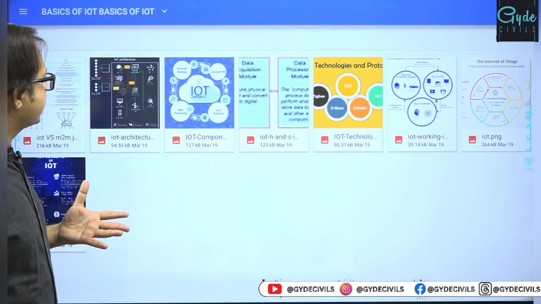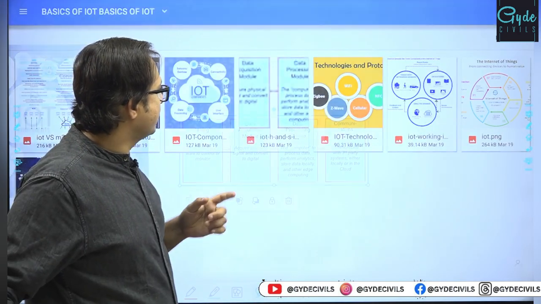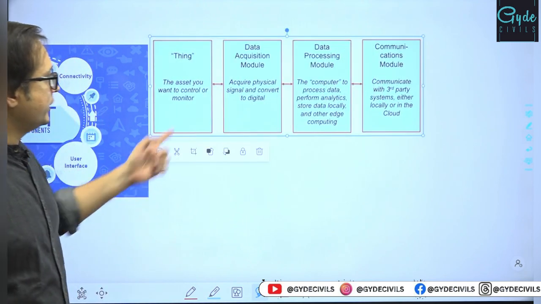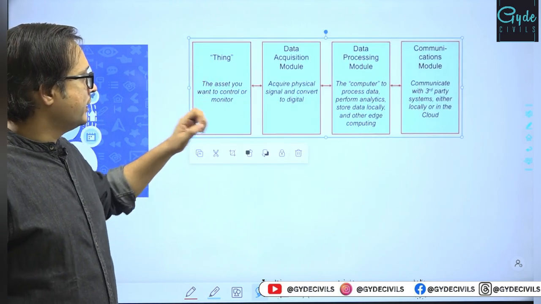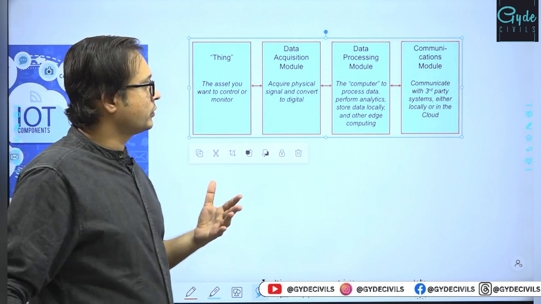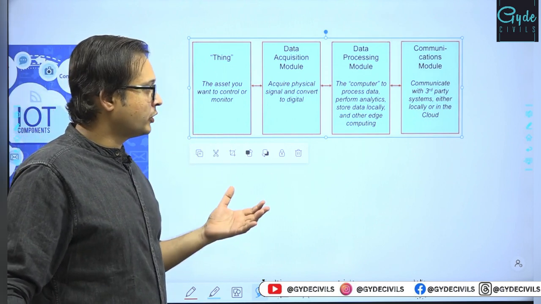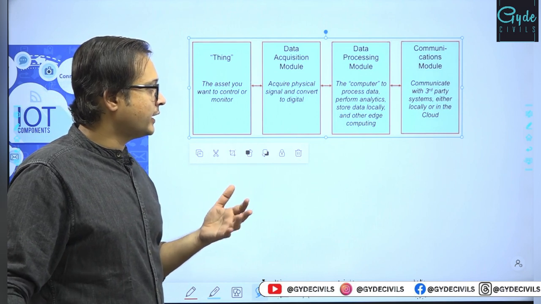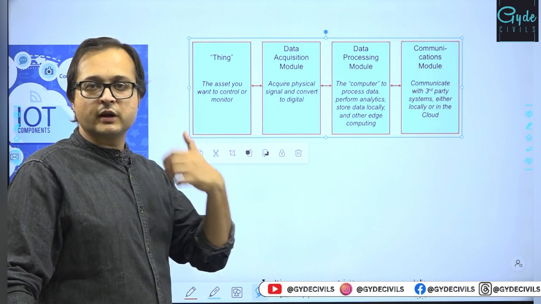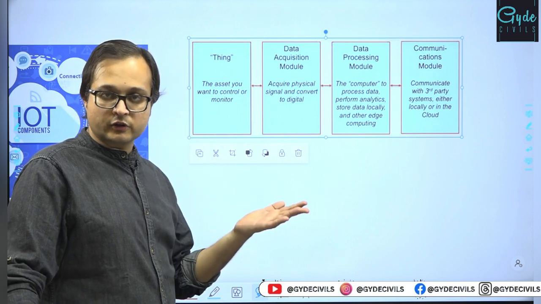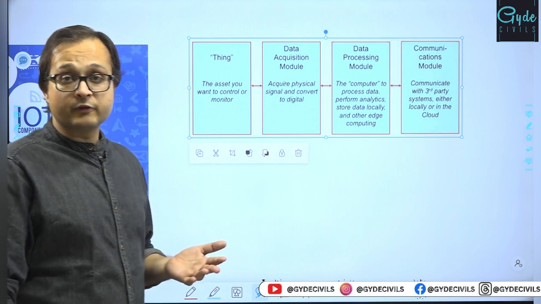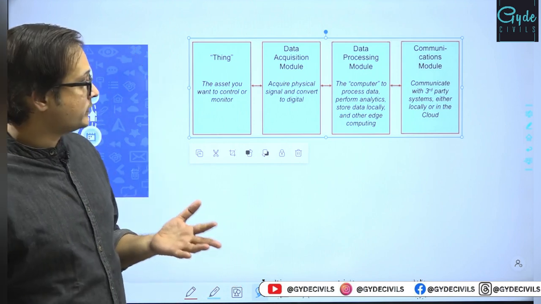When we try to understand the basic meaning of Internet of Things, then the thing is the asset you want to control or monitor, the device that you want to control or monitor. The data acquisition module acquires the physical signal and converts it to digital, right? We give a physical signal and convert it to digital, and then vice versa can also happen. A digital signal is converted to physical by the actions of the machines, right?